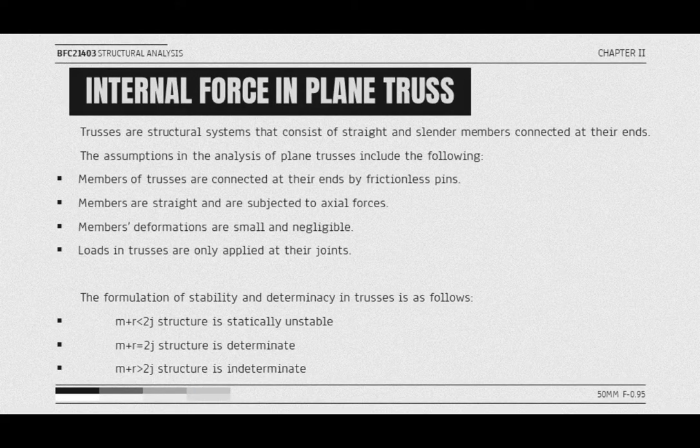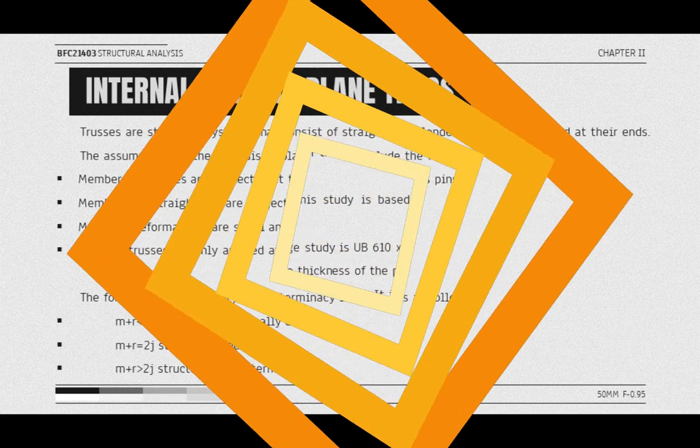The formulation of stability and determinacy in a truss is as follows. The first one is M + R < 2J, which means the structure is statically unstable. M + R = 2J means the structure is determinate. M + R > 2J means the structure is indeterminate.